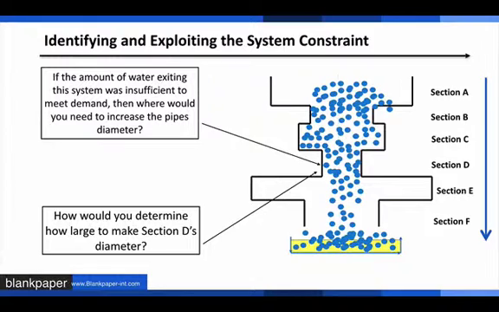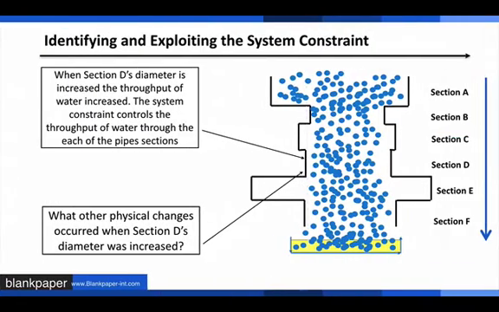It's the smallest diameter. And you can see prior to section D we have section C where the water's accumulating and it's starting to back up. How would we determine how large to make section D's diameter? What do you think? Well, we need to increase section D's diameter so it's no longer the throughput, and we're assuming here that the market will accept any increase in throughput, but we can increase section D over and above any other section's diameter, and we will shift the bottleneck or the constraint of our process.